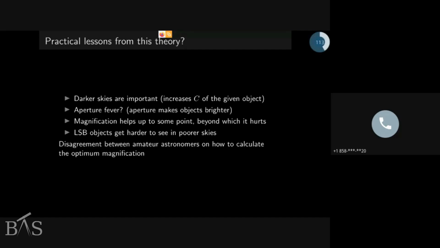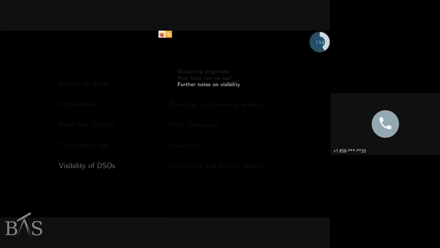I should also point out, if you read Roger Clark's book, there is some disagreement between amateur astronomers on how to calculate the optimum magnification, because Roger Clark has a theory on how to calculate it. Many people think it's wrong, including myself. So the general ideas and concepts are good, but the exact values might not be exact. Anyway, a few more notes on visibility.